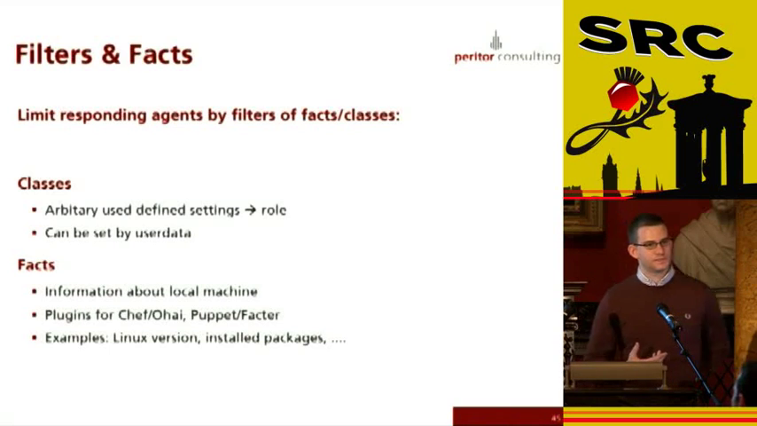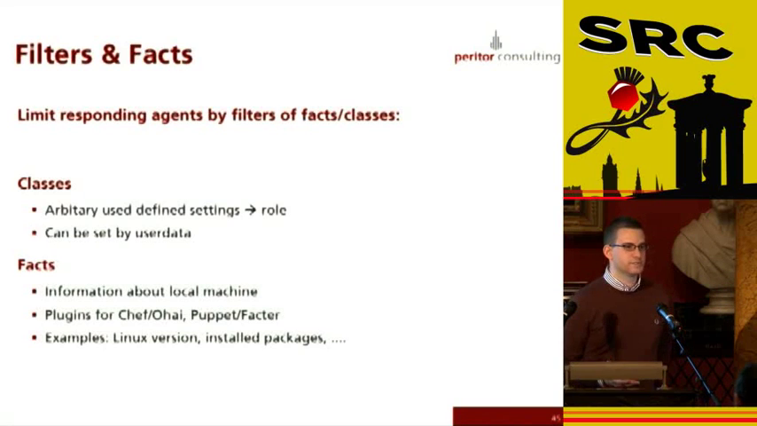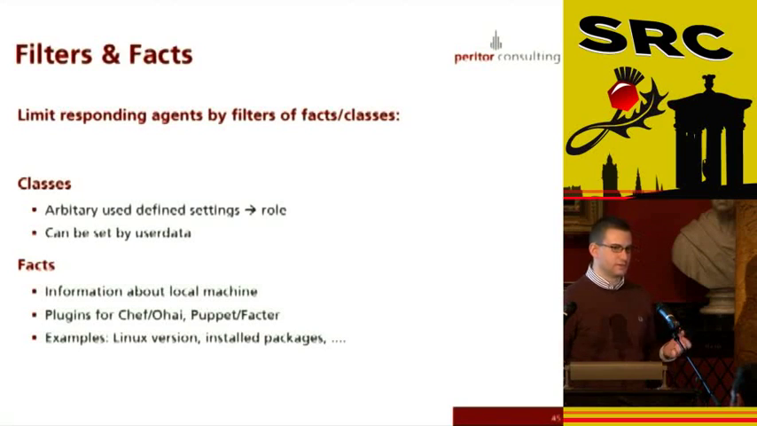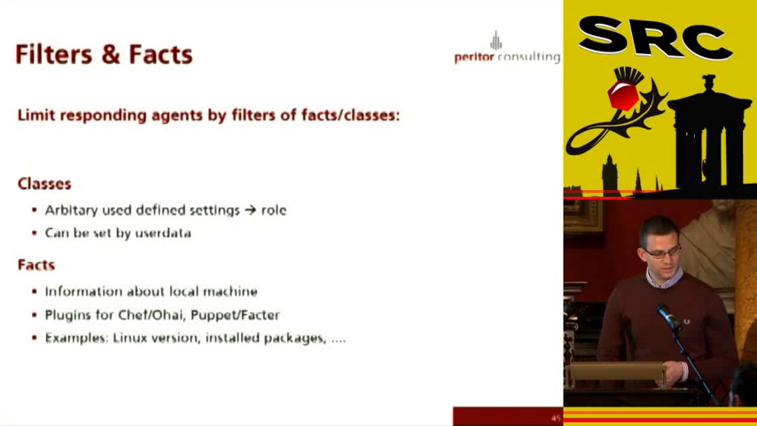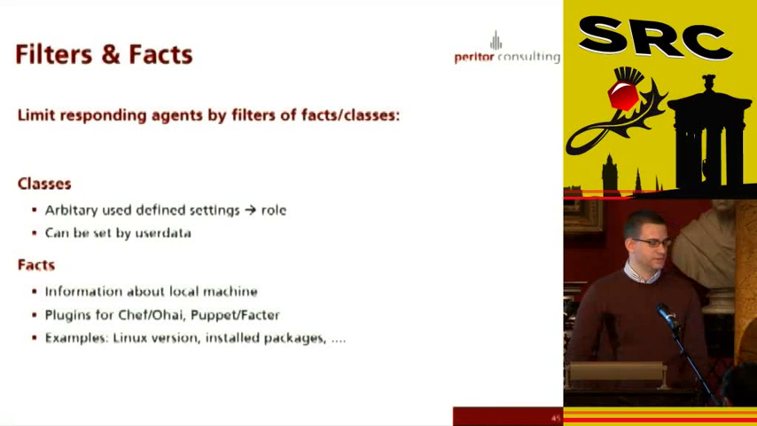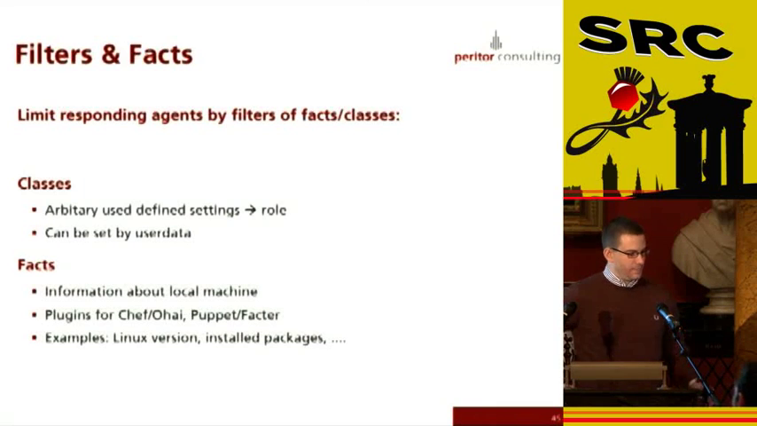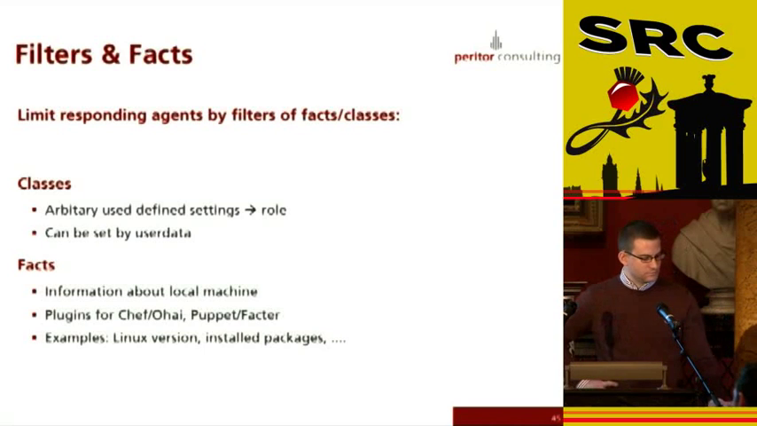Another means would be facts. Facts are things that the agent can introspect about the local system, like what packages are installed, what services are running, and so on. And the great thing is that you can extend it via Chef and Ohai. So you can get information that Chef knows, like what packages are installed, in order to use those as fact filters in Mcollective.